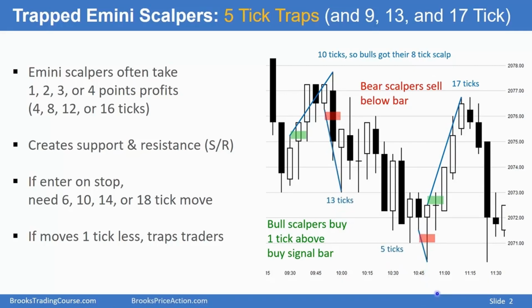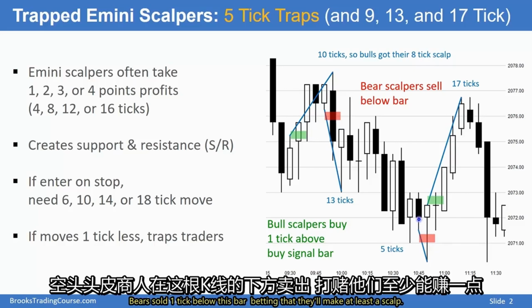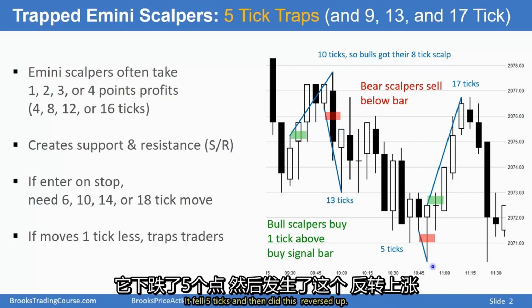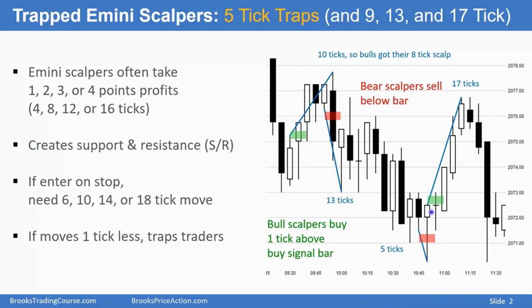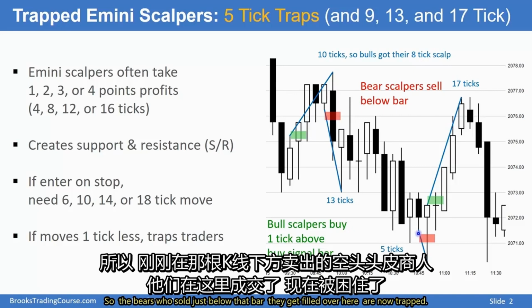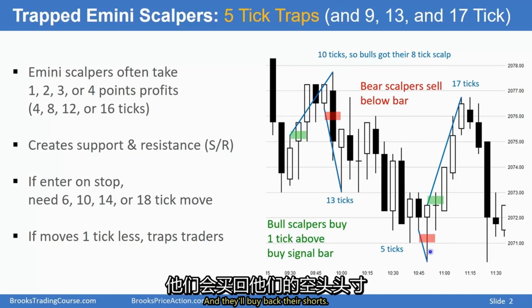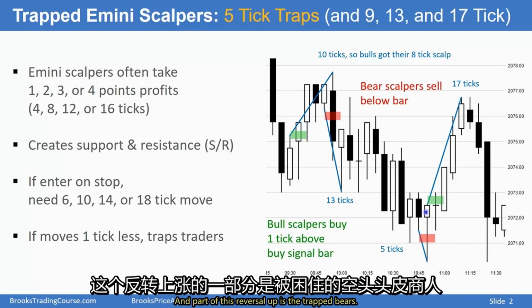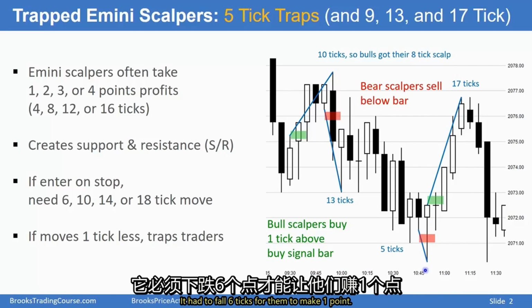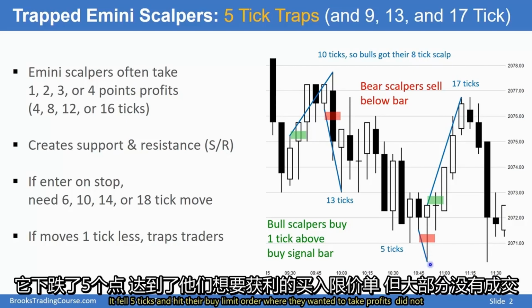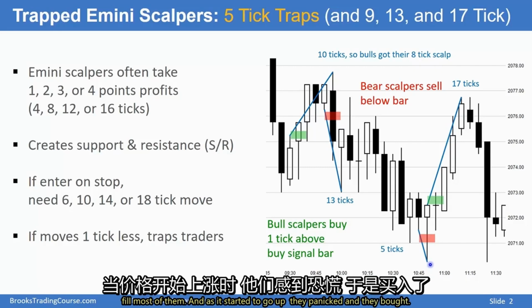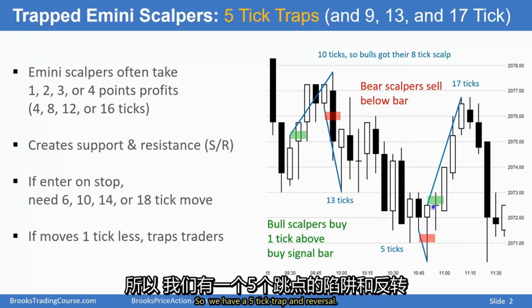And look what happened here. Bears sold 1 tick below this bar, betting that they'll make at least a scalp. It fell 5 ticks and then reversed up. So the bears who sold just below that bar, they get filled over here, are now trapped. And they'll buy back their shorts, and part of this reversal up is the trapped bears. It had to fall 6 ticks for them to make 1 point. It fell 5 ticks and hit their buy limit order where they wanted to take profits, did not fill most of them, and as it started to go up, they panicked and they bought. So we have a 5-tick trap and reversal.